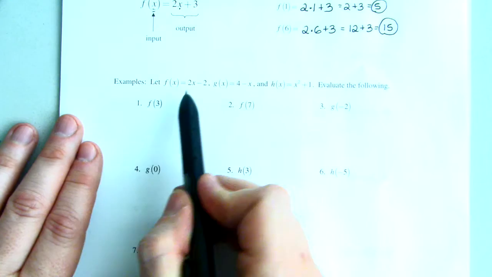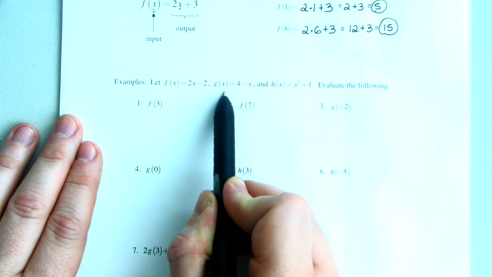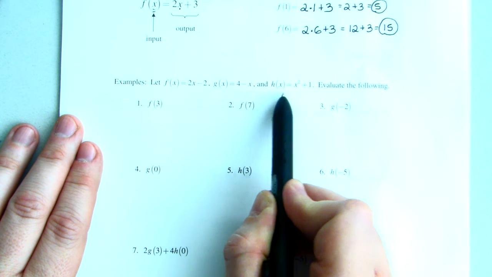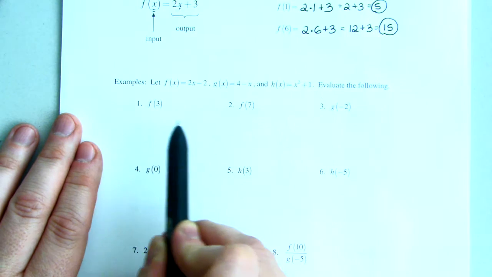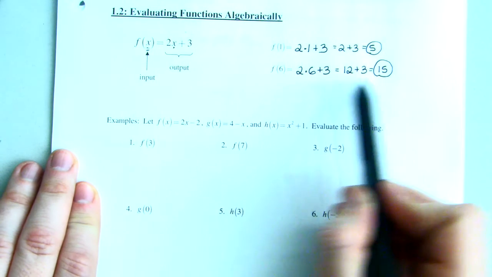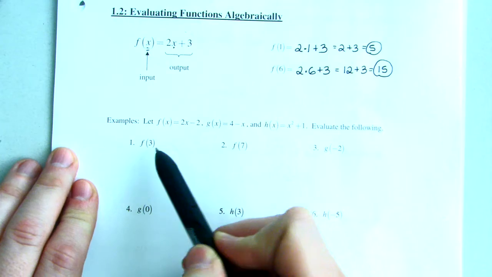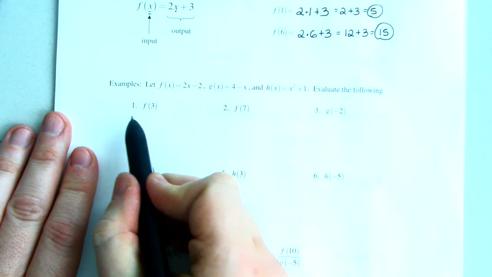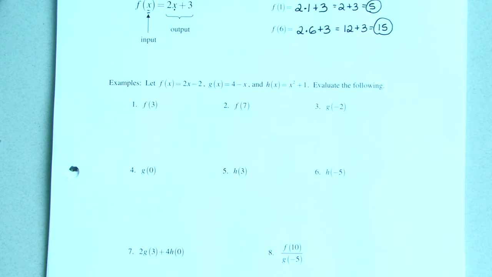I have 3 functions given over here. F of x equals 2x minus 2, g of x equals 4 minus x, and h of x equals x squared plus 1. You're going to find a couple things, and when you find them, make sure you're showing your work. I don't just want the number answer. I've got to see where that number's coming from. Take a moment and find problem number 1, f of 3. What's f of 3?